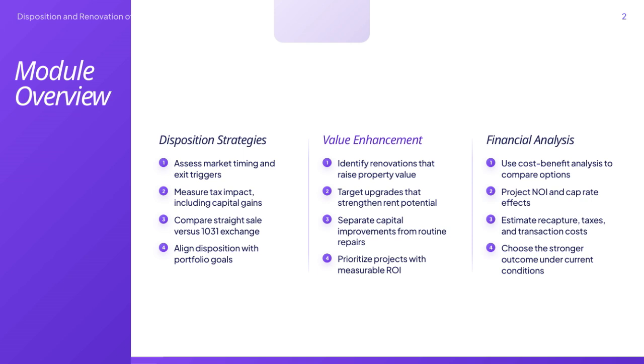Lastly, financial analysis ties everything together with a thorough cost-benefit analysis to compare renovation and disposition options. Projecting the net operating income and the impact on capitalization rates informs better decision-making. Don't forget to factor in recapture taxes, transaction costs, and other expenses. Ultimately, we choose the option that offers a stronger financial outcome given the current market and portfolio conditions. This comprehensive approach helps maximize property value and investment returns.